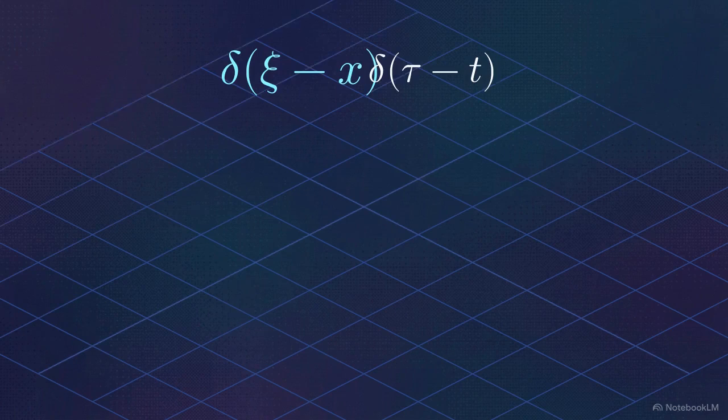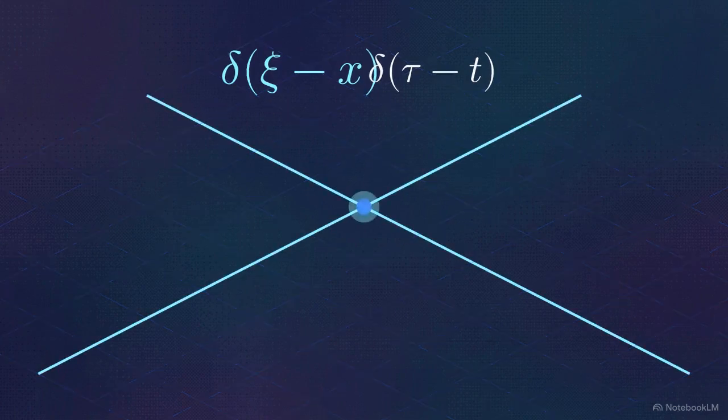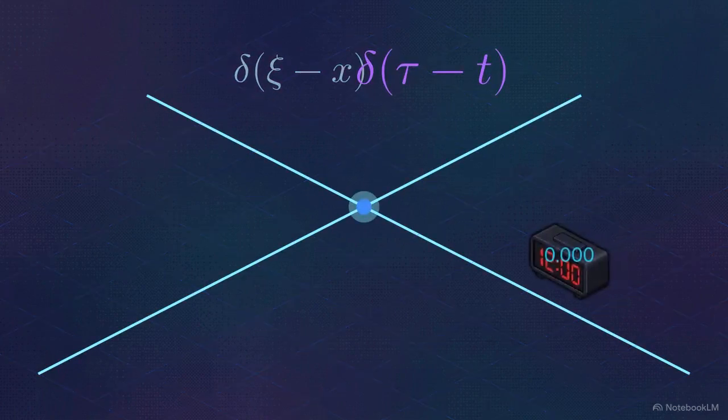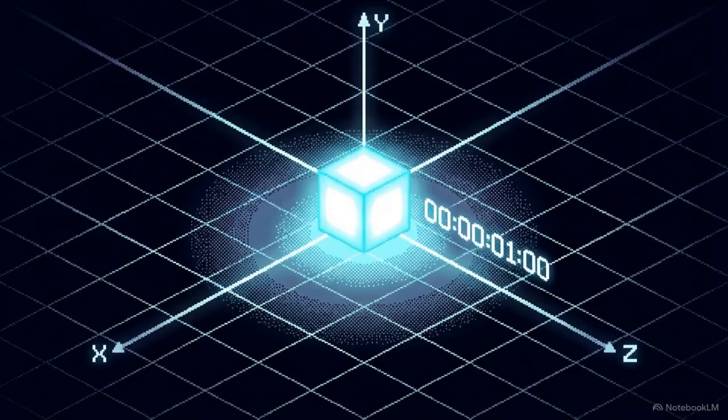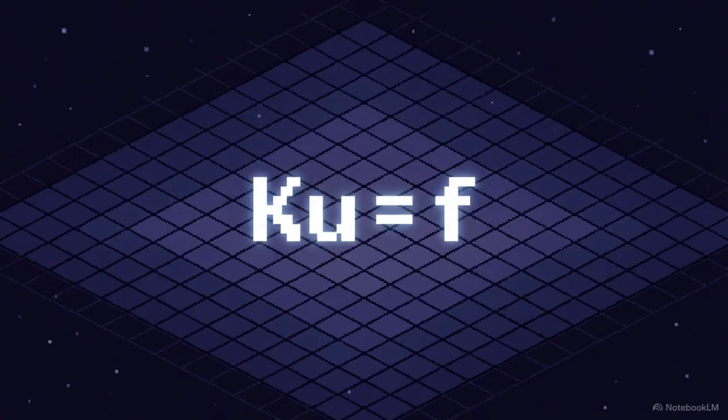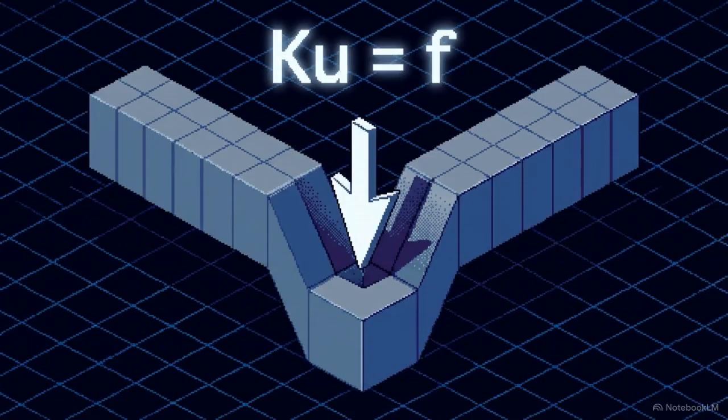The first half, the spatial component, acts as a filter, selecting a single coordinate in space. The second half, the temporal component, narrows the timeline down to one exact instant. By combining these constraints, we create a source concentrated at one precise space-time coordinate, a reference point used to test any physical rule. In this context, the physical rule is the governing equation, or PDE. This equation dictates how a system reacts to our point input.